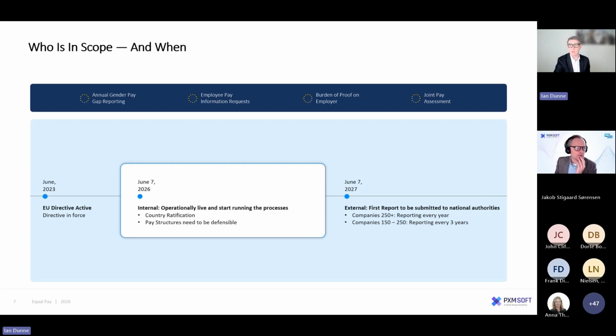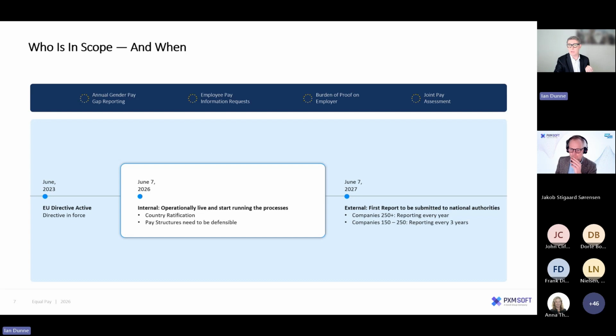The first external reports go to national authorities from June 2027. If you've got 250 or more employees, you report every year. If you've got 150 to 250 employees, you report every three years. So there are very clear deadlines and very clear obligations that you need to meet. Four specific requirements cut across organizations of all sizes from June 2026. One is the annual gender pay gap reporting.